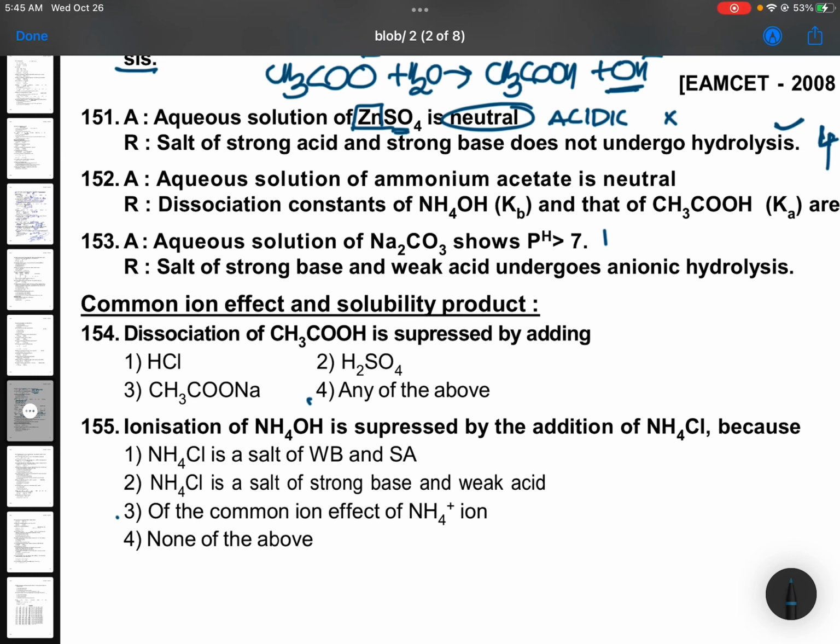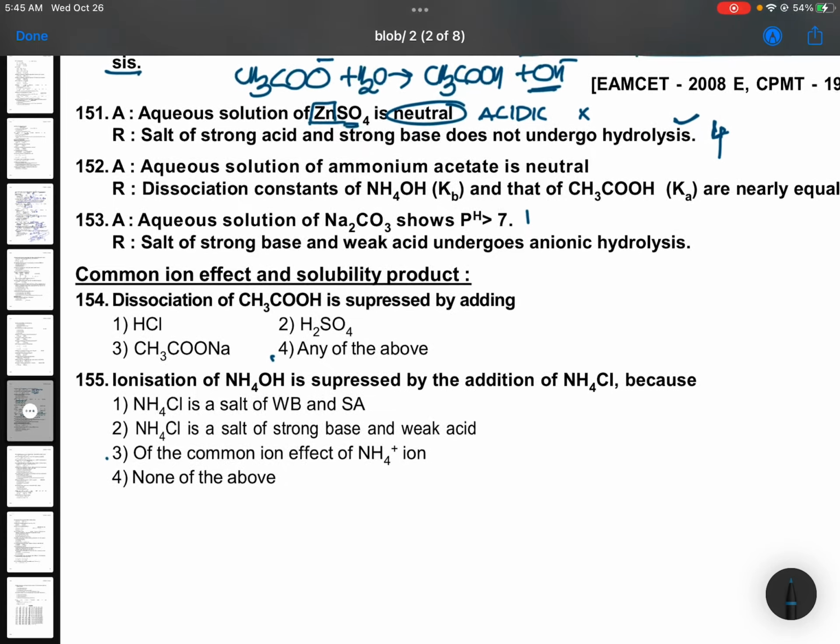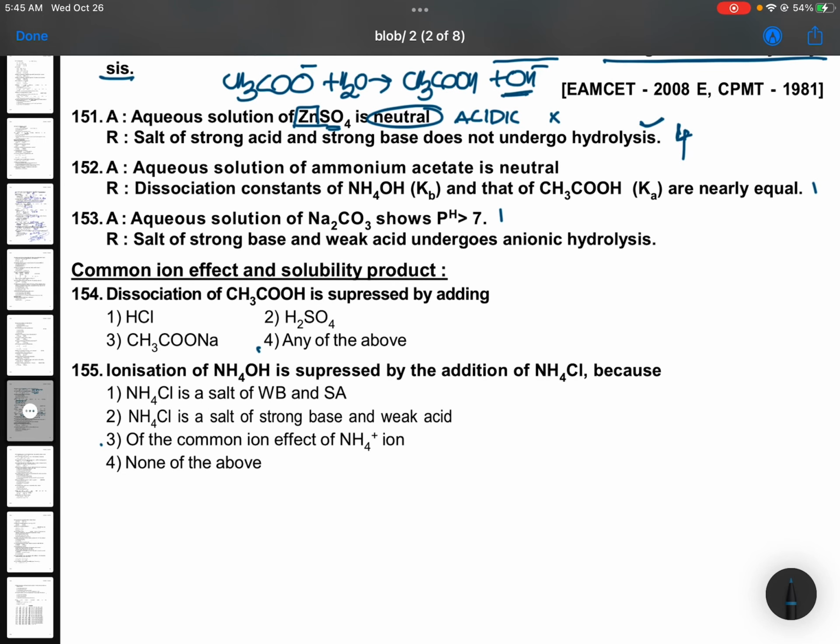Aqueous solution of ammonium acetate is neutral. Again, ammonium acetate is made up of weak acid, weak base. Weak acid, weak base pH will be almost 7. You can say neutral. Very close, 7.01, 7.02, 6.98, like that. Dissociation constants of NH4OH and that of CH3COOH are nearly equal. That's why it is same. So both are right and correct explanation.